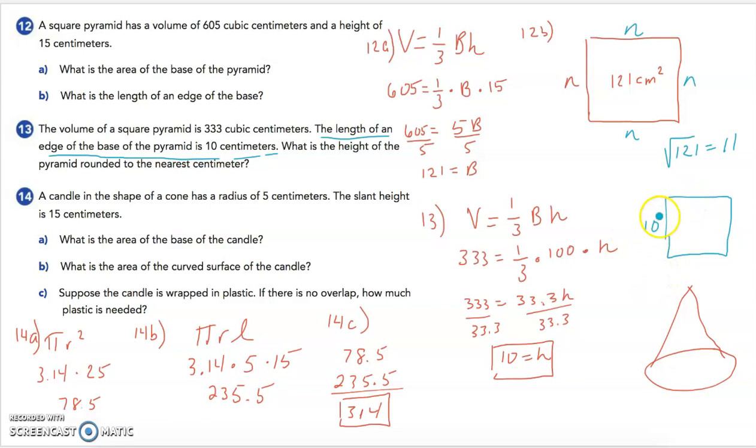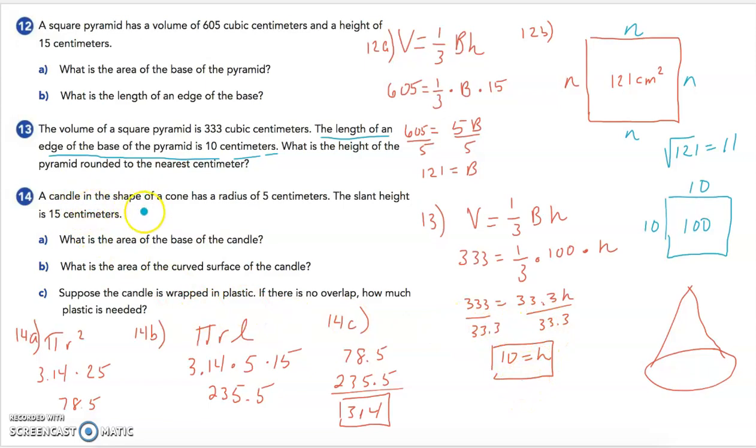So if the length of one side of a square is 10, that means all of them are 10. So to find the area, I'm going to do 10 times 10. So the area of that square is 100. So that's where I got this 100 from, times the height, which we don't know. I simplify the 1/3 times 100. I get 33.3. Technically, I have 33.3 repeating. And then here we have 333 equals 33.3h. Divide both sides. I get the height is equal to 10.